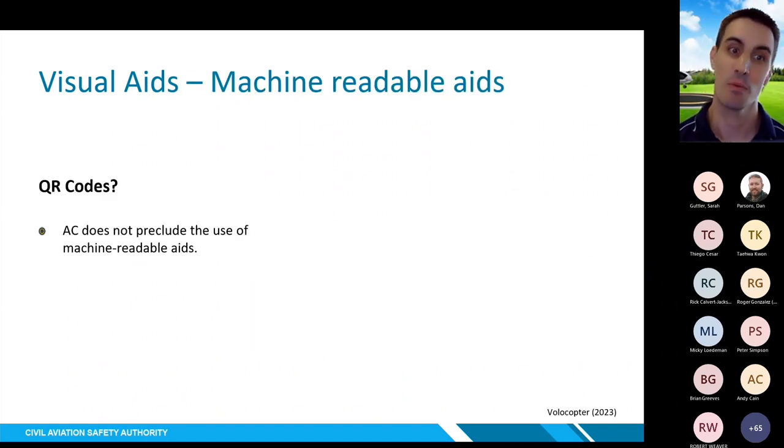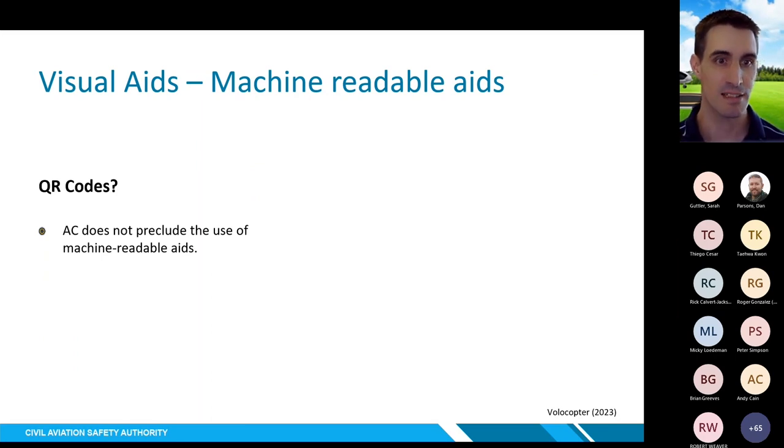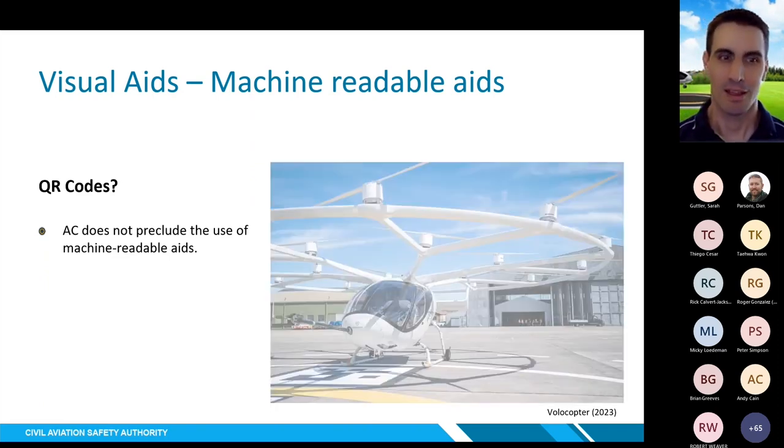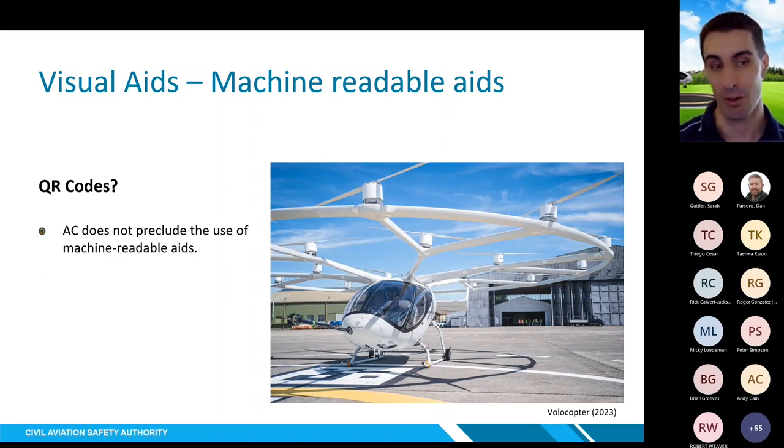And lastly, we've tried to look forward to the future of visual aids. As such, we have added in the specification that says that machine-readable aids are not precluded in the AC. We have seen QR codes being used in drone operations for a little while now. However, it was great to find this photograph from Volocopter while I was doing the preparation for this presentation. It clearly shows a QR code marking within the TLOF. We don't know what visual or non-visual aids may be needed in the future of AAM. So this is our way of covering, at least for now, possible new options for machine-readable visual aids.